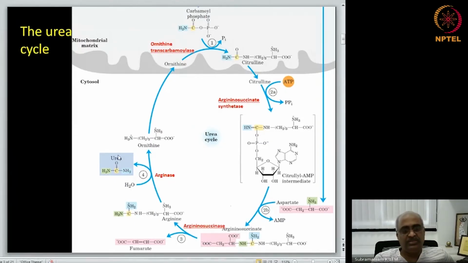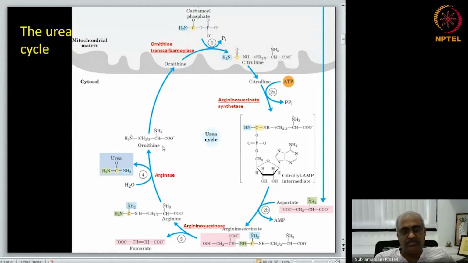Okay, NH2, C double bond O, NH2. This is what is urea. And the remaining part of this is ornithine. Okay, this is actually an amino acid. So you can see it's just that it is not part of our proteins.